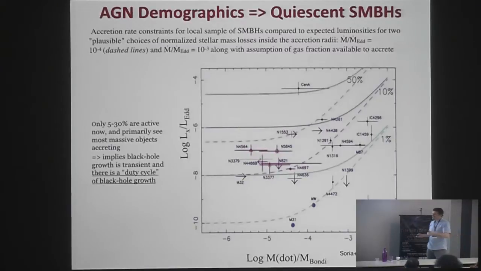This implies a couple of things. One is that AGN growth is transient, right? You see a bunch of sources down here, which are lowly accreting, but they have pretty big black holes. How did those grow? They must have grown in the past. And you see some that are actively accreting, but even those accretion rates are pretty small. And so we think that there's a cyclical growth cycle to these AGN.